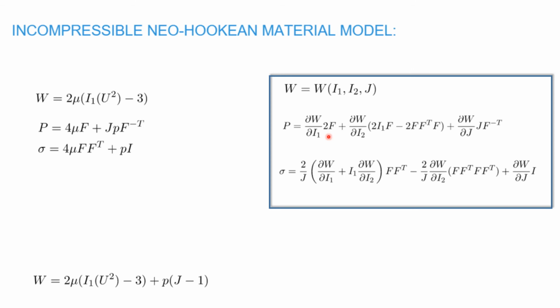All we need to do is find partial W by partial I1. Partial W by partial I1 is equal to 2 mu. So 2 mu multiplied by 2F gives me 4 mu F. And then partial W by partial I2 is 0. Partial W by partial J is equal to P, multiplied by J F negative transpose gives me this expression. The relationship between P and sigma is known, so I can calculate sigma right away. And you can see here, the stress is equal to an expression function of mu and another expression function of this hydrostatic pressure P.